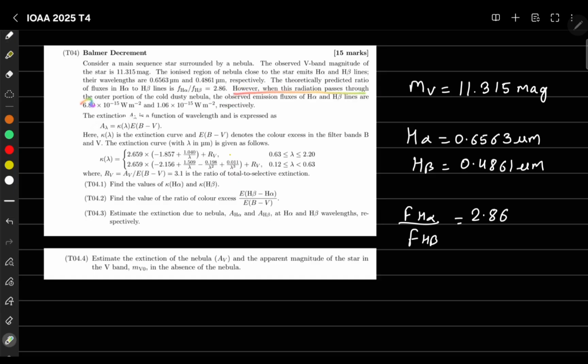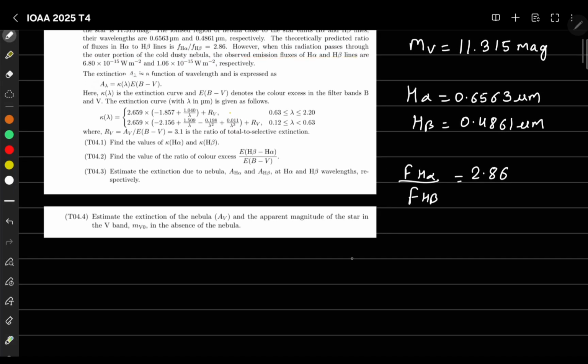However, when this radiation passes through the outer portion of the cool dusty nebula, the observed emission fluxes are different. We have been provided observed emission fluxes: H alpha observed is 6.80 × 10^-15 watt per meter square, and for H beta it's 1.06 × 10^-15 watt per meter square.